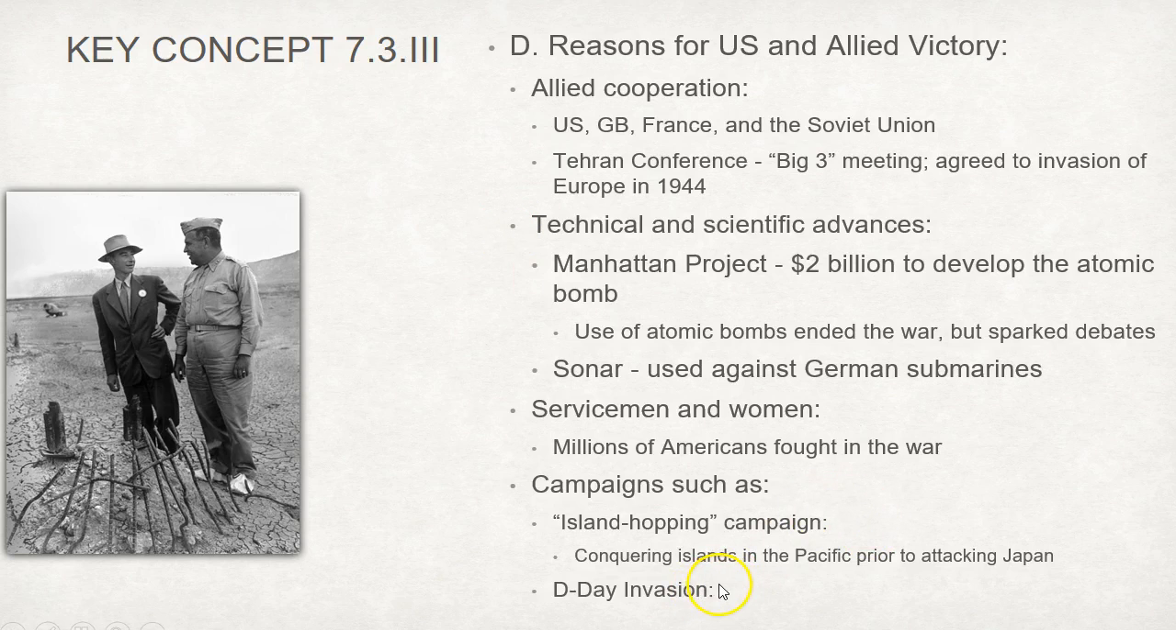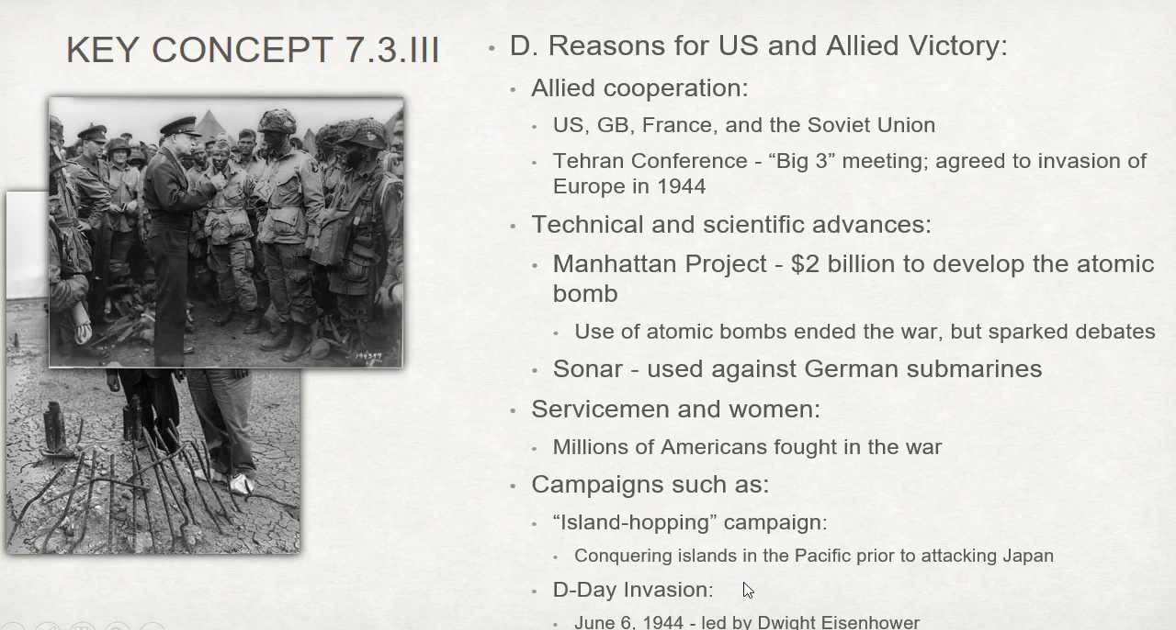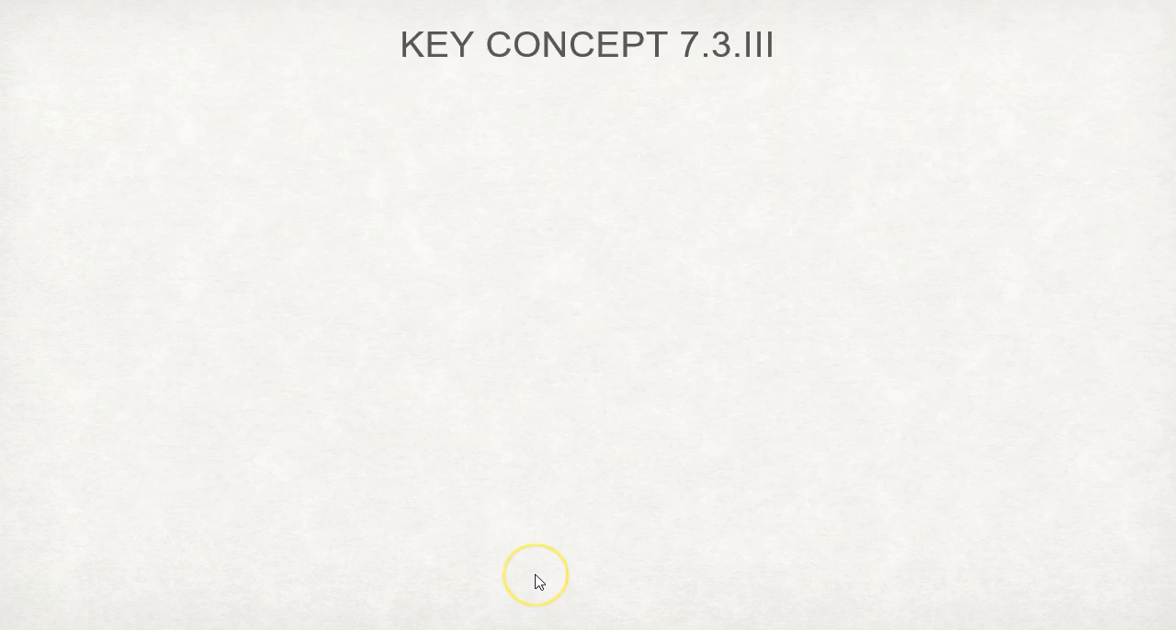And in Europe, the D-Day invasion. Hopefully that's not cut off for you. June 6, 1944. Dwight D. Eisenhower, there he is right there. He will be president in the 1950s, 53 to 61. But he was the supreme Allied commander, and he was the one who planned and executed the invasion. D-Day, the day of days.